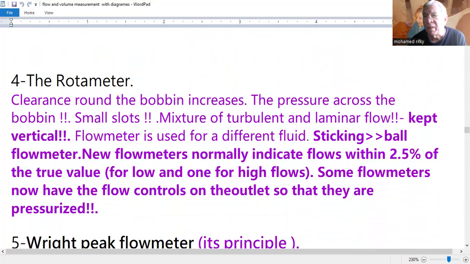The rotameter is a very important item where you could be asked. Whenever this bobbin elevates, the annular space around it increases, so the resistance decreases. You may be asked, okay, why is the pressure above and below the bobbin equal? Because the annular space facilitates or minimizes the pressure.